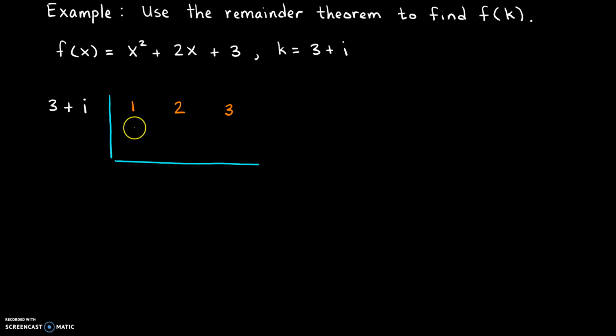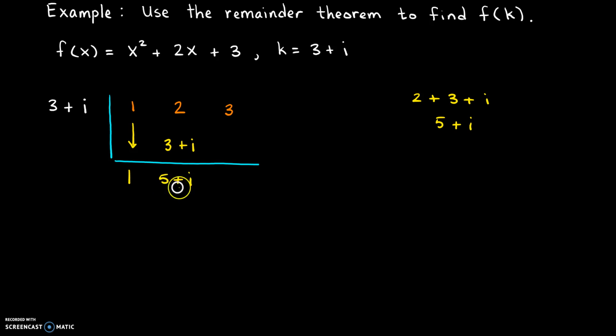Step 1 is to drop down this 1, so we have 1 there. Now I have to multiply. 1 times 3 is just 3, and 1 times i is just i, so it's 3 plus i there. Now I have to combine, so I have 2 plus 3 plus i. Well, 2 plus 3 is simply 5, so we're going to have 5 plus i, and that's what I'm going to write here.